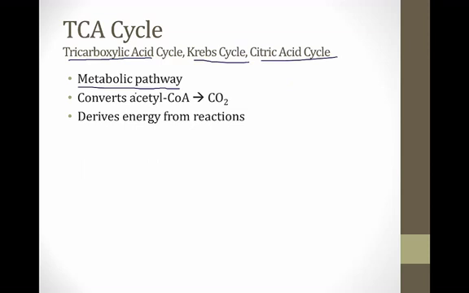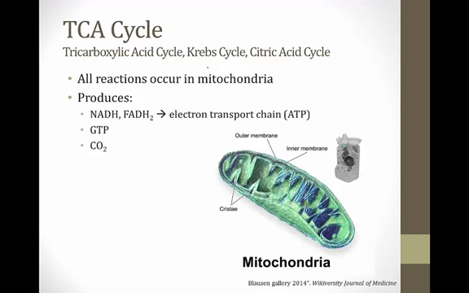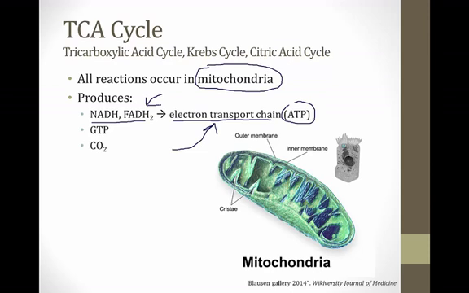This cycle will convert molecules of acetyl-CoA into molecules of CO2, and in doing so it will derive energy from the reactions. All the reactions of the TCA cycle occur in the mitochondria, and this is very convenient because some of the molecules that the TCA cycle produces, like NADH and FADH2, are used by the electron transport chain to generate ATP. The electron transport chain is also found in the mitochondria, so these molecules are synthesized right where they need to be used.